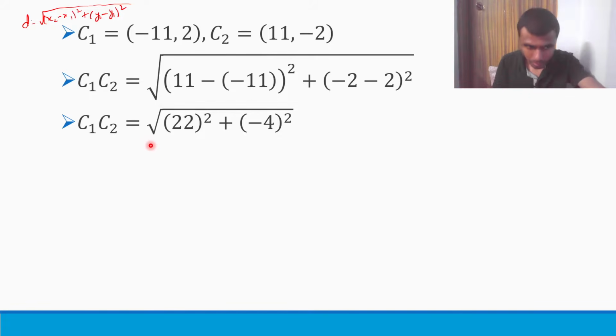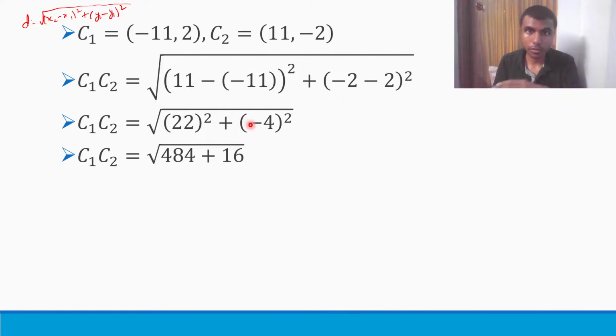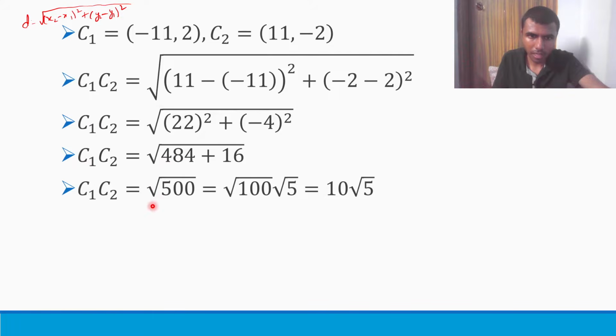Now 22 square is 484 and minus 4 whole square is 16. Fine. So under root 484 plus 16, what is that? 500. So under root 500. Root 500 I can write as root 100 into root 5, because 500 can be written as 100 into 5. Root 100 is 10. So I get 10 root 5.